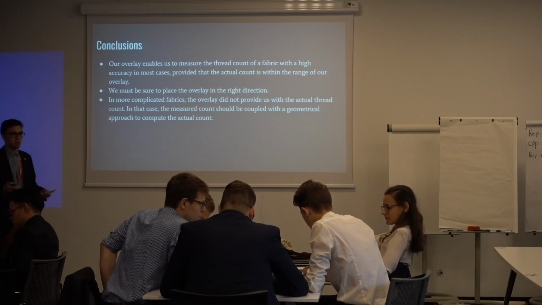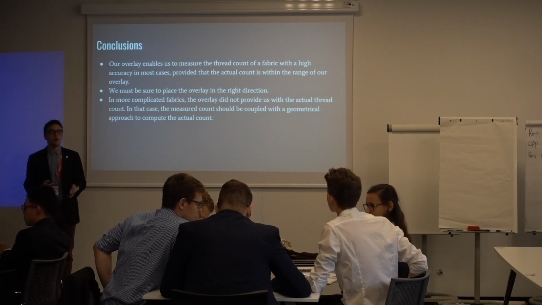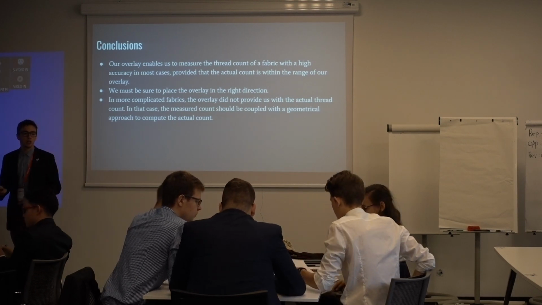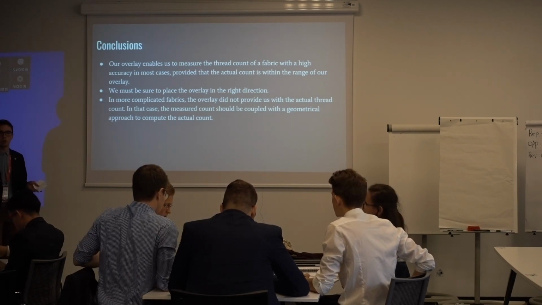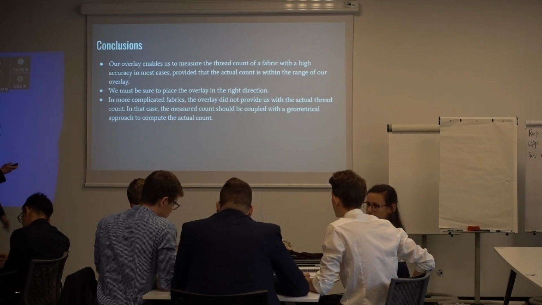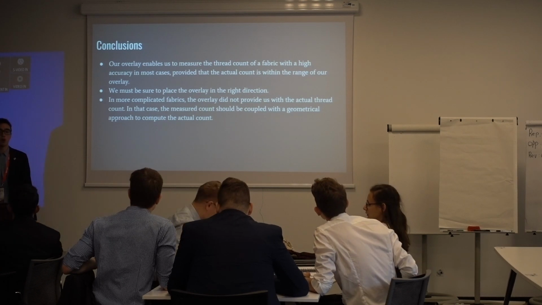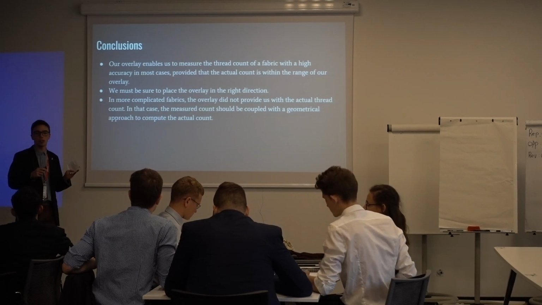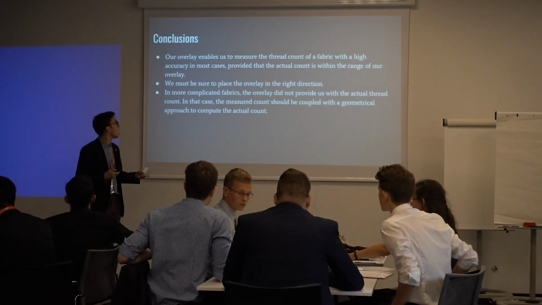So our overlay would be mostly accurate, given that we are within range. If we use cotton, we could use a certain overlay for every fabric to determine the specific count. We must be sure to place the overlay in the right direction. We should have the right alignment when we are counting warps and the right alignment when we're counting wefts.